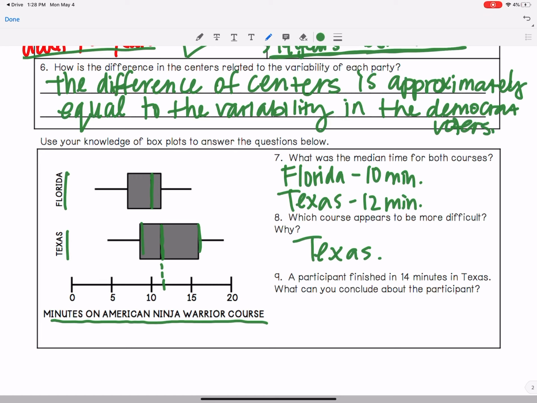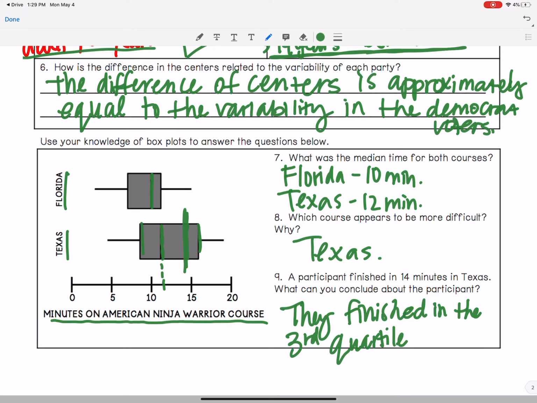Question 9. A participant finished in 14 minutes in Texas. What can you conclude about the participant? 14 minutes, that's about right here, if I had to guess. So what we can conclude about that participant is that they finished in the third quartile, slightly above the median.